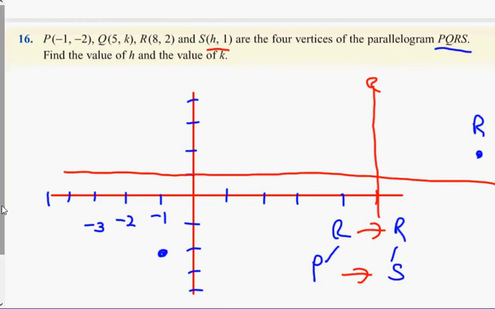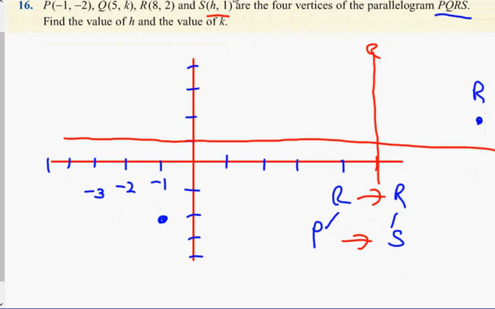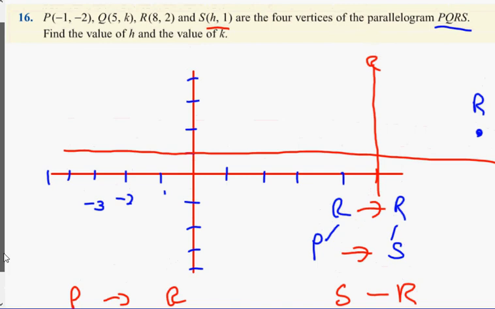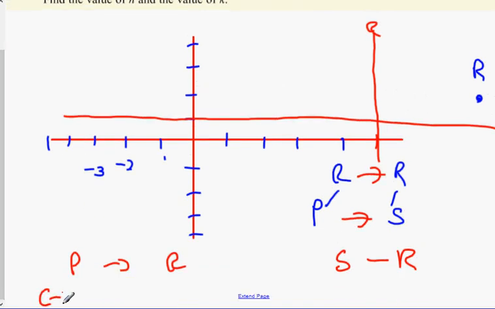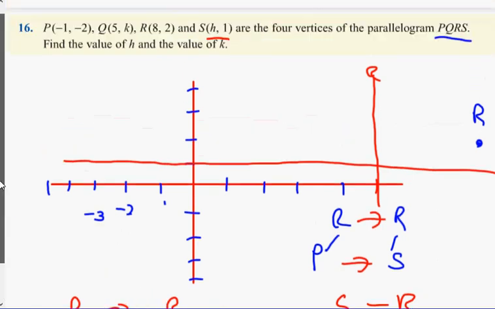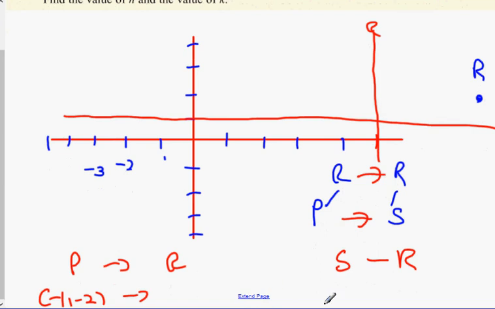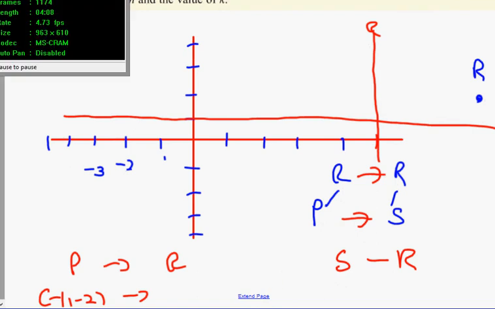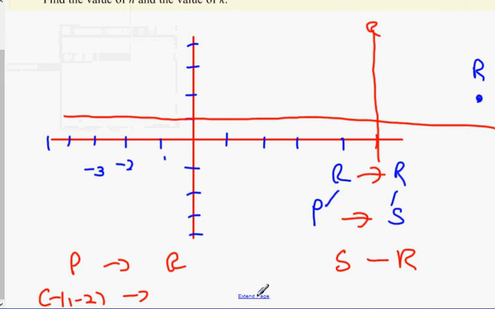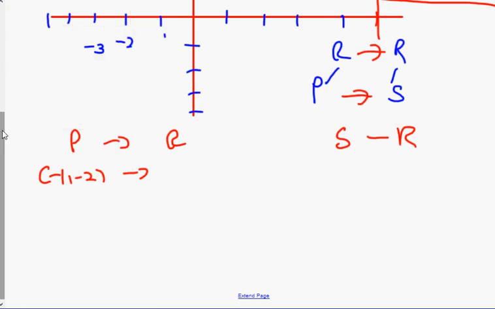So what we're going to do is translations. Now, we're going to show you what a translation is. The translation from P to Q is the same thing as the translation from S to R. Now, to go from P to Q, what we have is minus 1, minus 2, and that goes up to 5, K. So look, what's Q again? I have to keep going up here. 5, K.